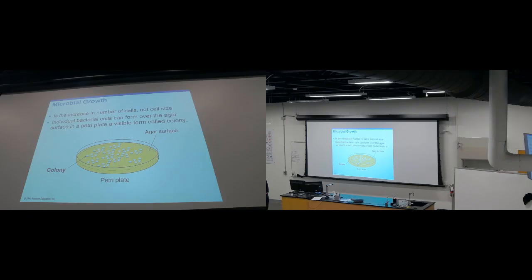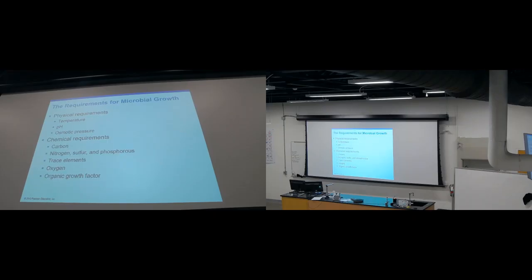Microbial growth in the lab happens in media, and the bacteria form visible groups that we know as colonies. Here you can see a cartoon of a Petri plate with an agar surface, and all of these little white circles on top represent colonies. Colonies come from individual bacterial cells. As the bacteria divide, they form a colony.